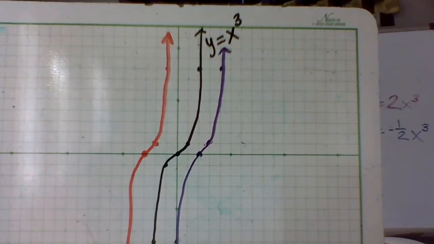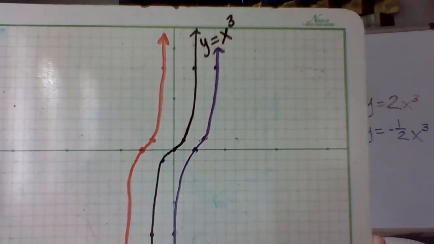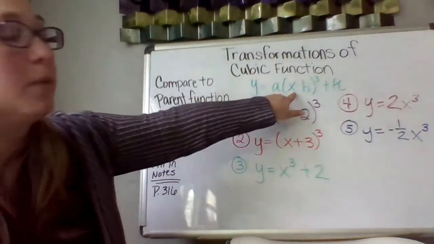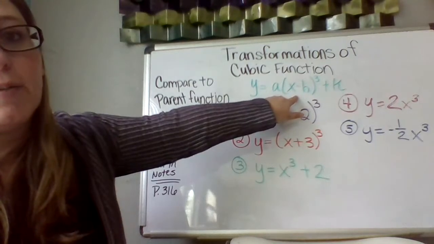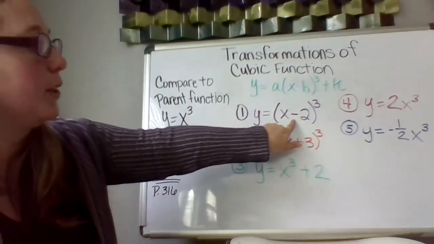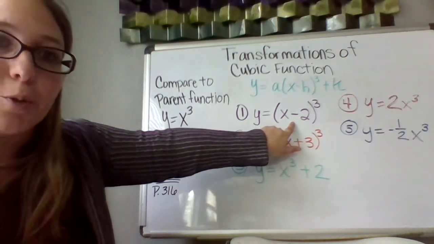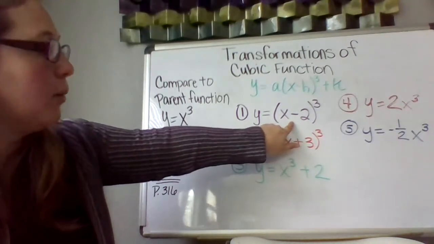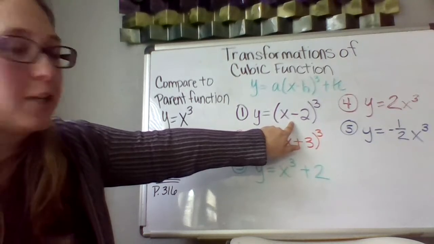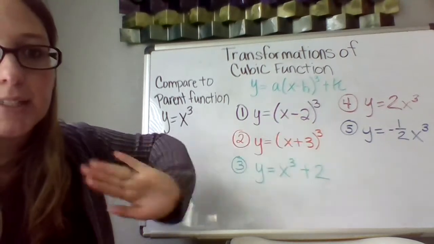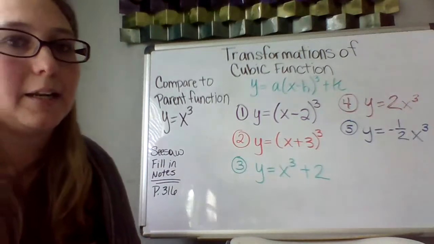So it was in the positive direction, because remember, when it has a negative, it's the opposite. So what happened to my graph? It moved to the right 2. We usually don't say move to the right. We usually say translation, because that's a slide. So we translated it.